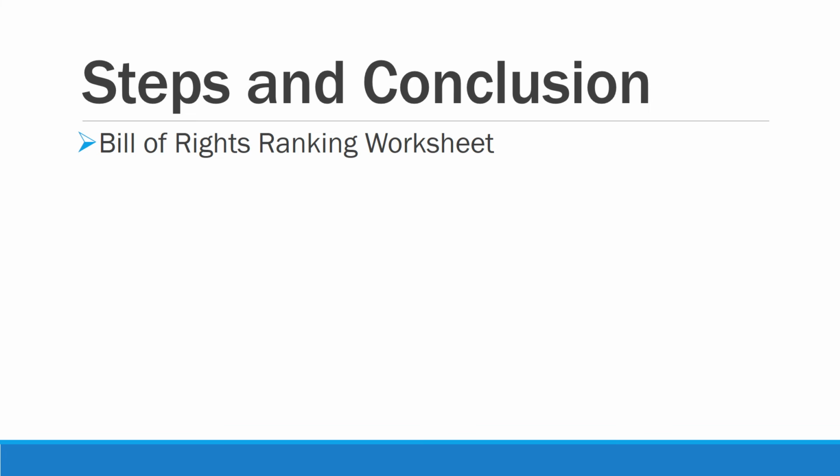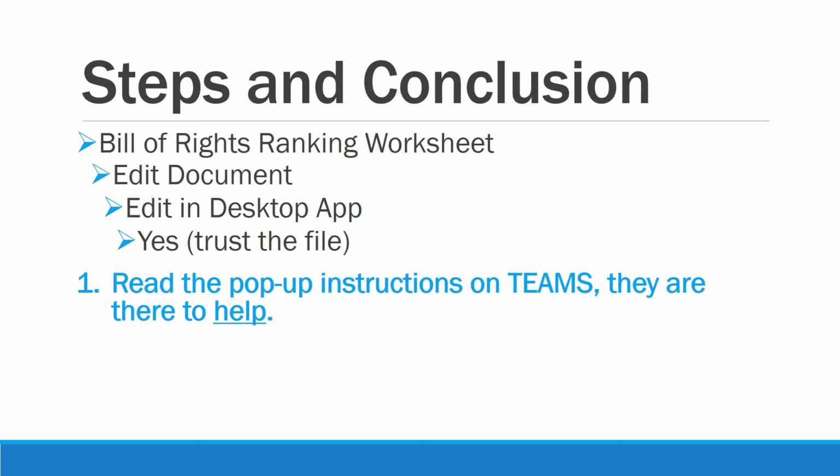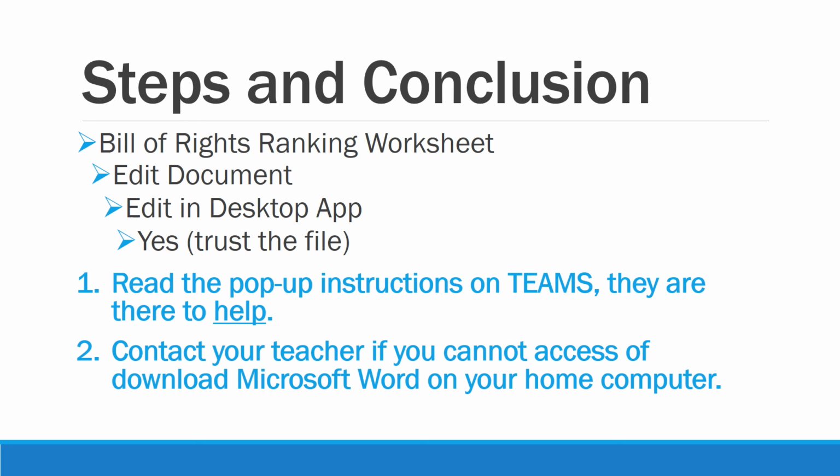So, what you need to do first is click on the Bill of Rights ranking worksheet on Teams, edit the document by clicking on the box at the top of the bar, clicking Edit in Desktop App, and then yes, you want to trust that file. Please read the pop-up instructions on Teams. They're there to help you. If you ignore them, you're going to get lost. And contact your teacher if you cannot access or download Microsoft Word on your home computer.